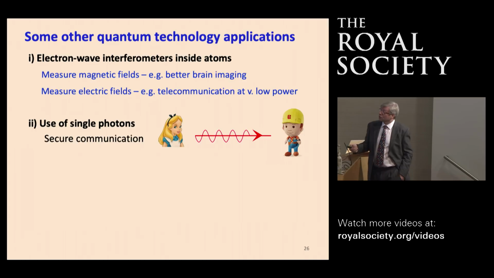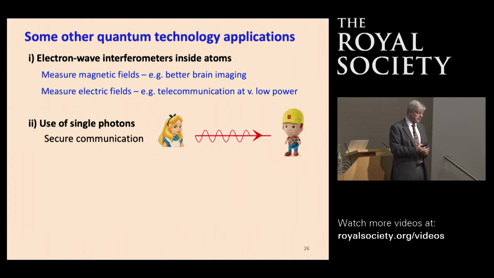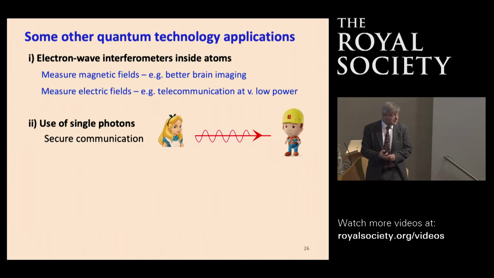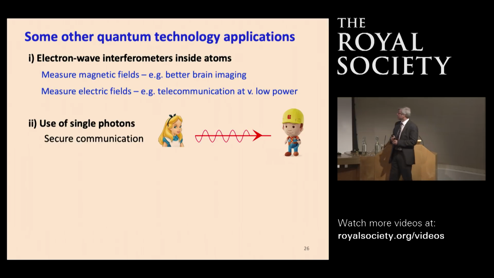Another thing I want to touch on is the use of single photons. So I told you earlier that the elementary particle of light is the photon. A famous and a very interesting application of that knowledge is a method of secure communication. So I'll just give you an idea of how that works. Here Alice wants to send a message to Bob.